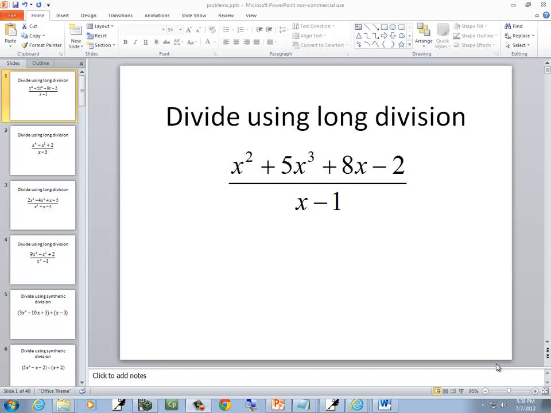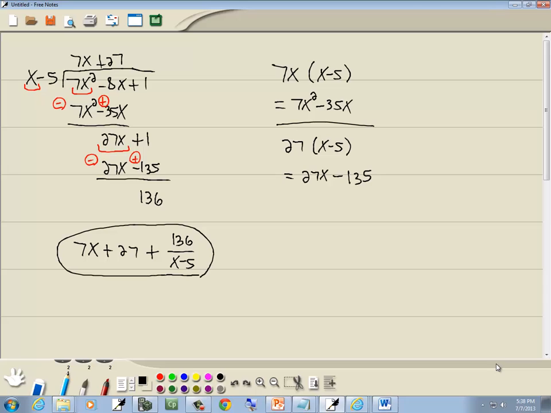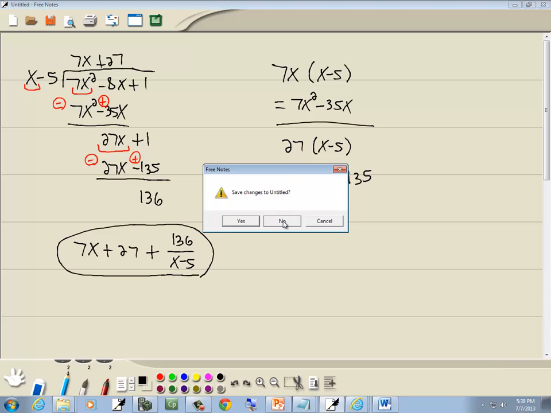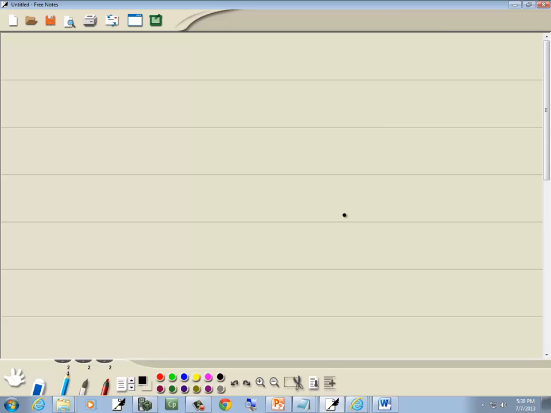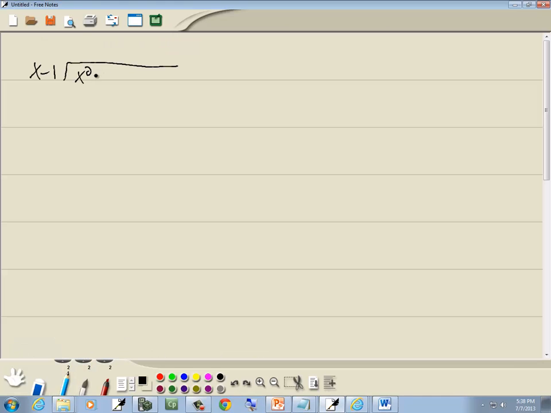In this problem, we want to divide using long division. Oops, I didn't clear the tablet. Okay. So we got x minus 1, and then we got x squared plus 5x to the third plus 8x minus 2. Well, both of these have to be in standard form, so I need to rewrite this first.